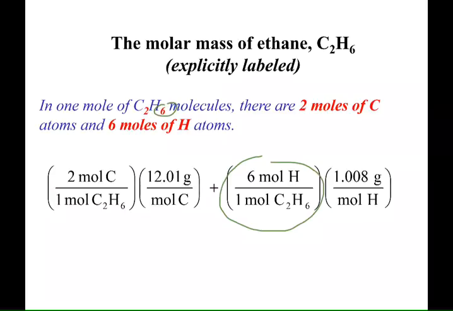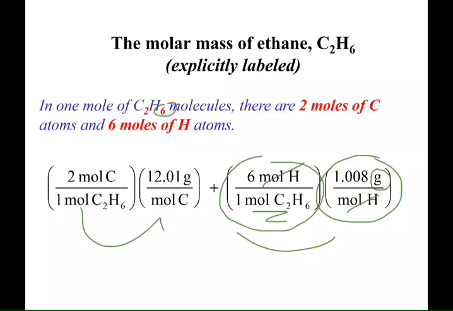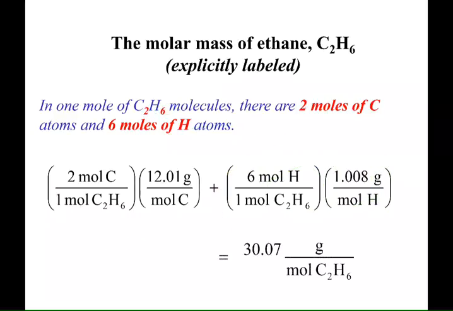From the periodic table, we know that there's 1.008 grams of hydrogen in 1 mole of hydrogen. So now our moles of hydrogen cancel. We're left with grams, in this case relative to hydrogen, per mole of C2H6. Now if we multiply and then add, rounded to 2 decimal places, you get a mass of 30.07, and the units would be grams per 1 mole of compound.